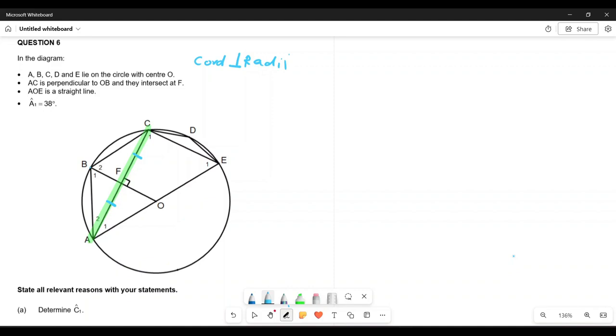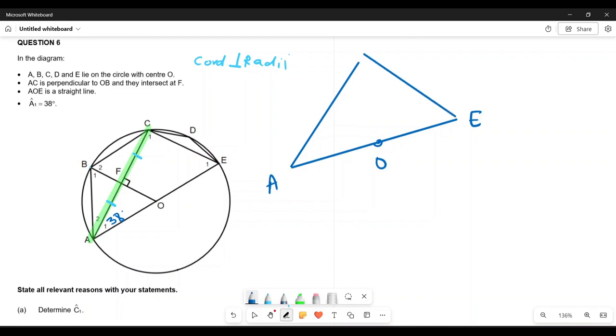Now, A1 is equal to 38 degrees. So let me highlight it here. This is my A1. This is 38 degrees. Now, I need to determine my angle C1, right? Now, how would I go about finding C1? First, I like to draw out the shape where my C1 is at. So here it's my center O. This is AE. Now remember, this line that passes through your center and cuts your circle into two equal halves is your diameter. So AE is my diameter, right? And as a result, this AE subtends this angle C, to be specific, my angle C1.